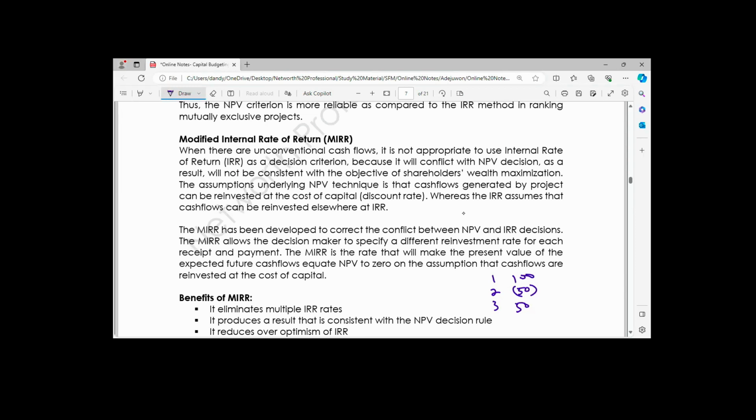This is also a conflict. So in order to correct the anomalies associated with the internal rate of return, the modified internal rate of return was developed. Okay, the modified internal rate of return was developed. So the modified internal rate of return allows the decision maker to specify a different reinvestment rate for each receipt and payment associated with the project.